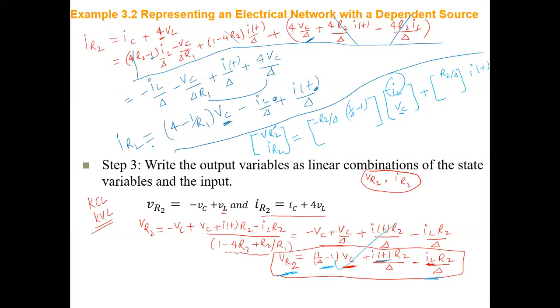Now here, our IR2 part. VC, IL first, right? Negative 1 over delta. So this guy is done. Then this guy. 4 minus 1 over R1 times VC, right? So this is done. Then we have IT, so 1 over delta. Now this is our output equation. Question here, please?